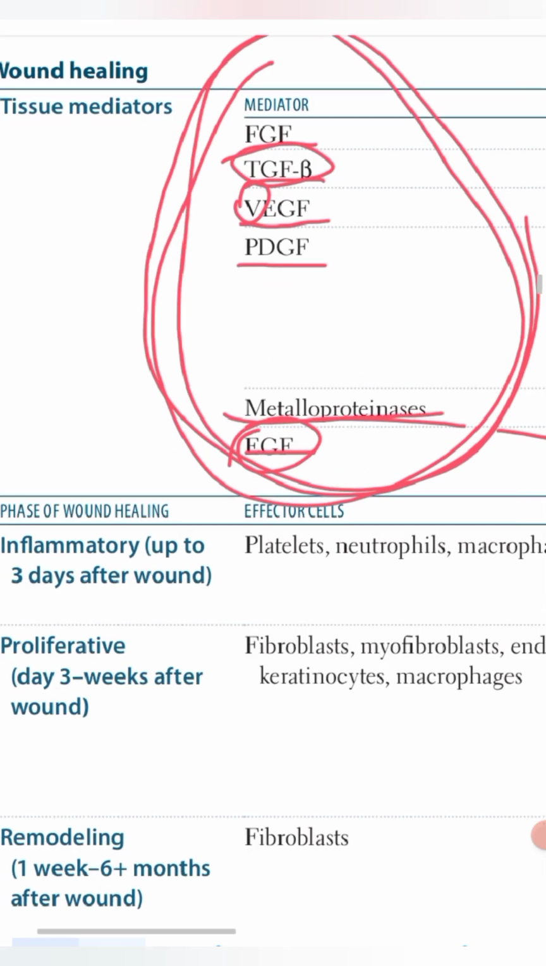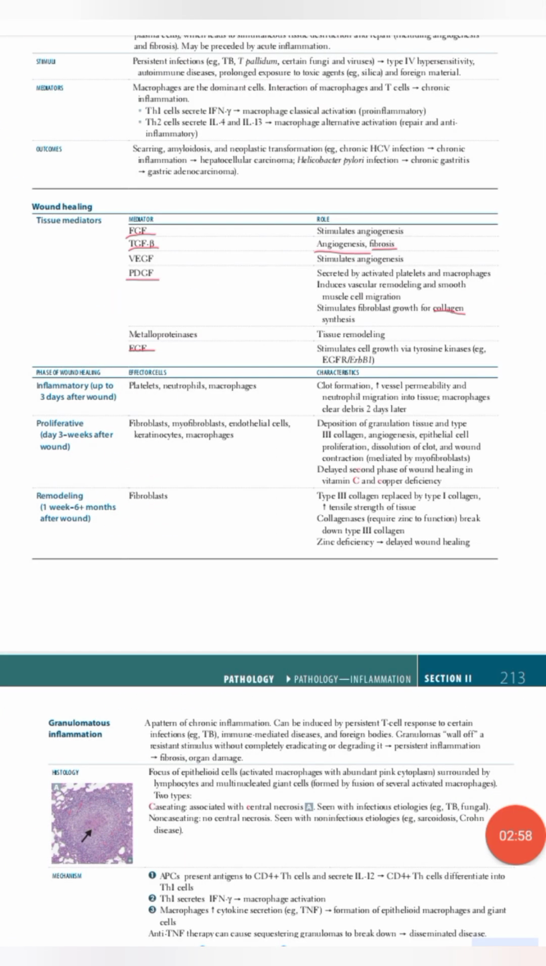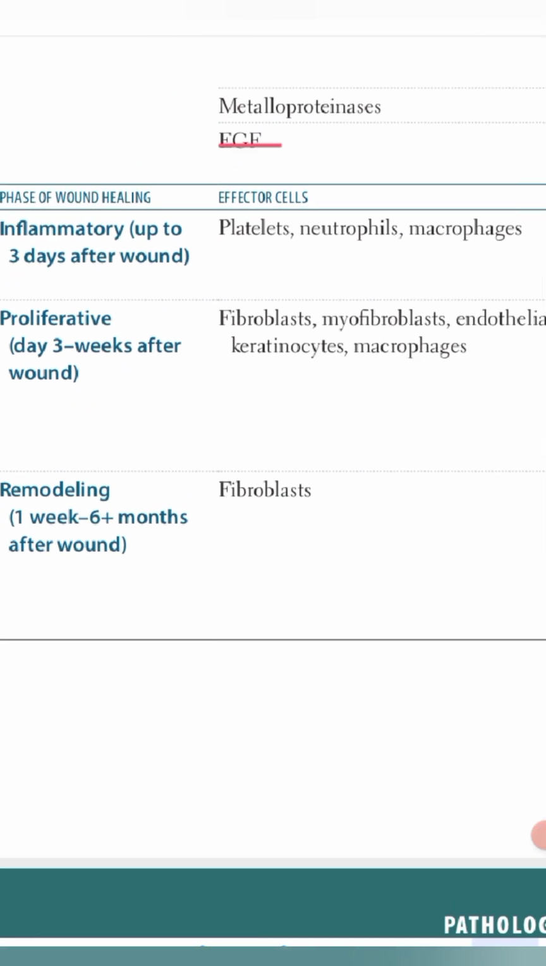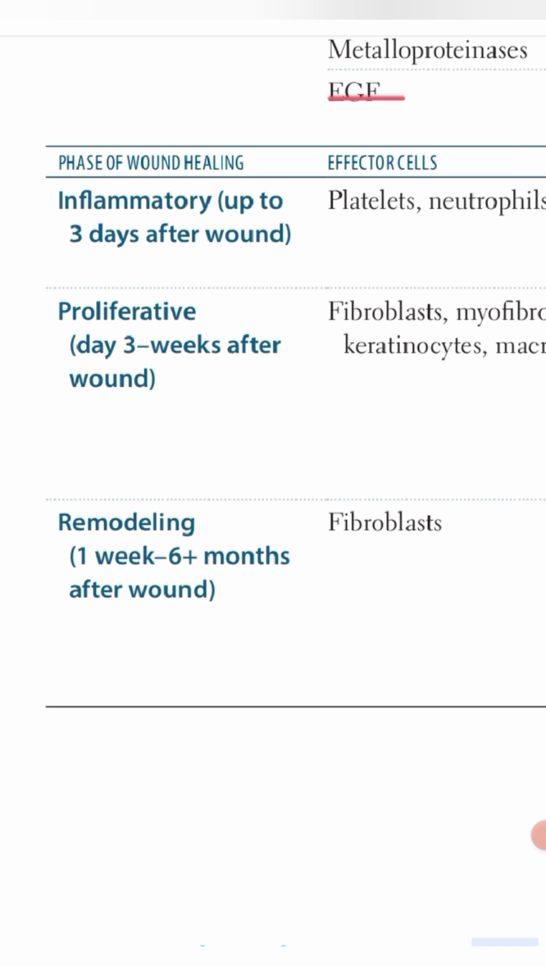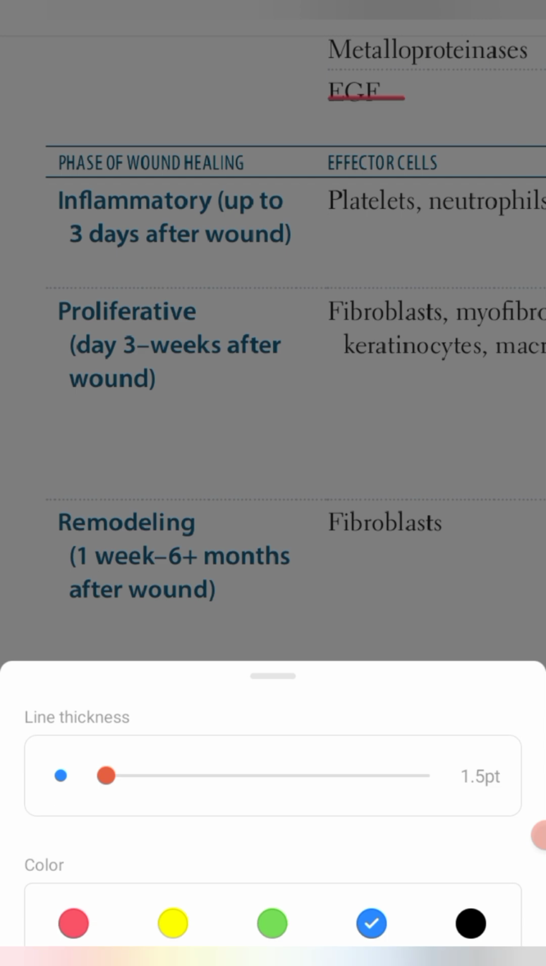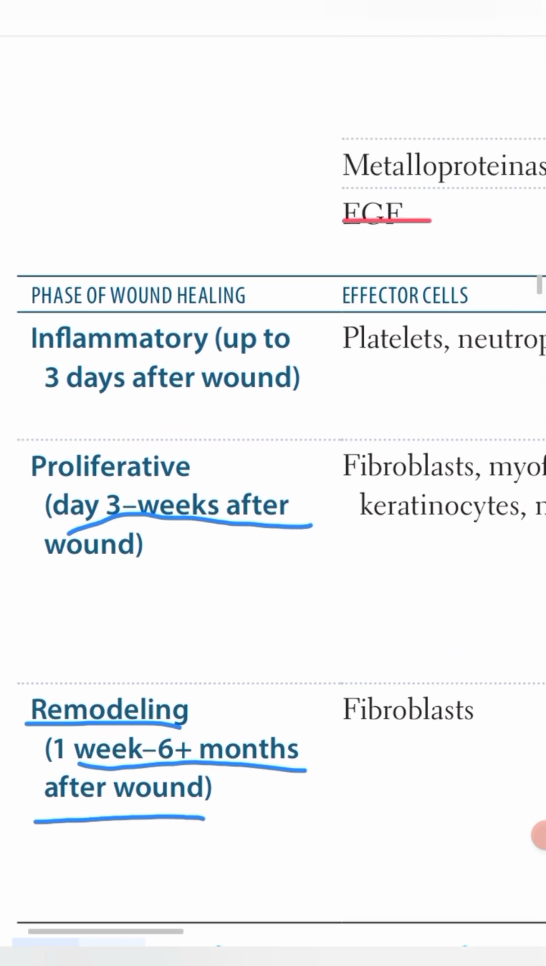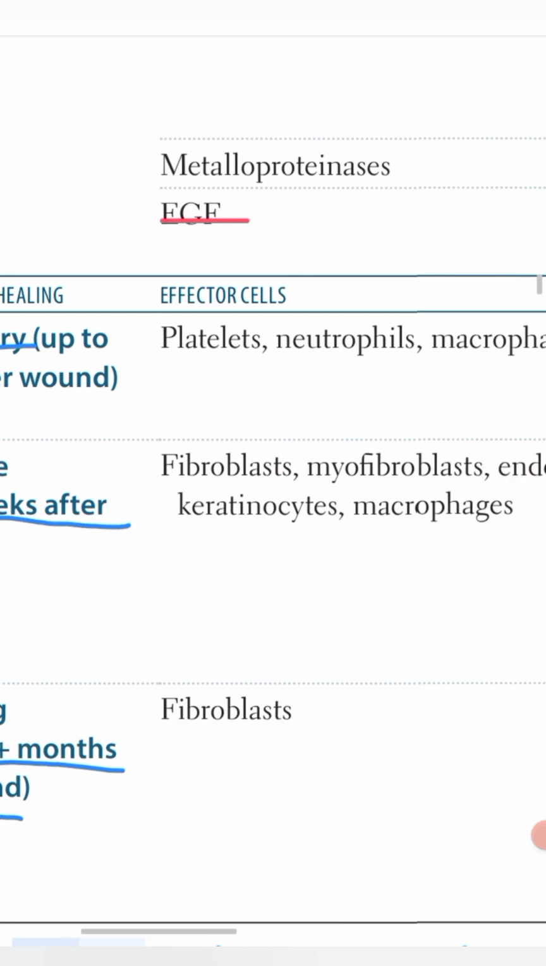Next are the phases of wound healing. So basically there are three important phases of wound healing. First of all, there is inflammation up to 3 days after wound. Next is the proliferative phase that occurs from day 3 to weeks after the wound. And the third one is the remodeling phase, which occurs 1 week to 6 weeks, and it can occur up to months after the wound. First of all, we will see the inflammatory phase, in which inflammation will occur.